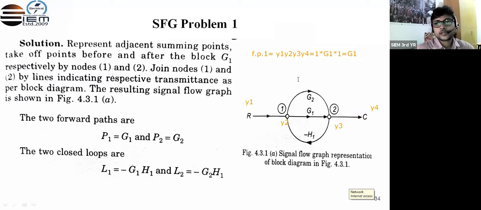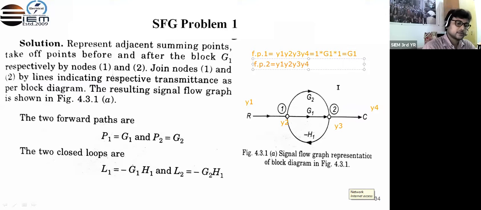G1. Okay. So it will be G1. So G1 is written here. And similarly, forward path 2, it will be Y1, Y2, Y3, Y4. So y1 to y2, then like this direction, upper direction, and then y3, then y4.